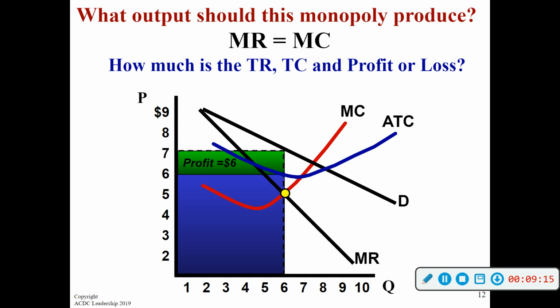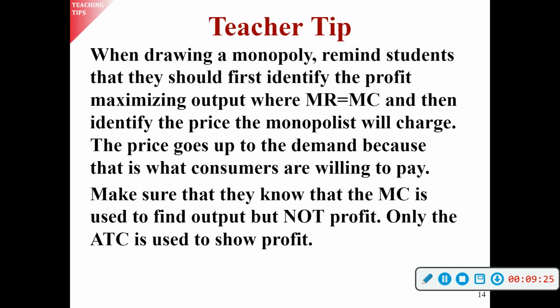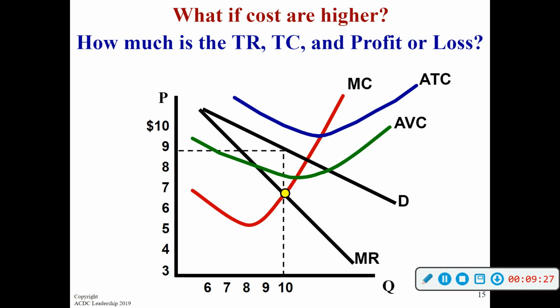So, just a little bit, the biggest difference, not the only difference, but the biggest difference is that you just got to remember to go up and find that demand curve. Now, if demand curve is below the ATC, they're going to be taking a loss. So, MR equals MC, always the first thing you find, draw that vertical line all the way through your graph.